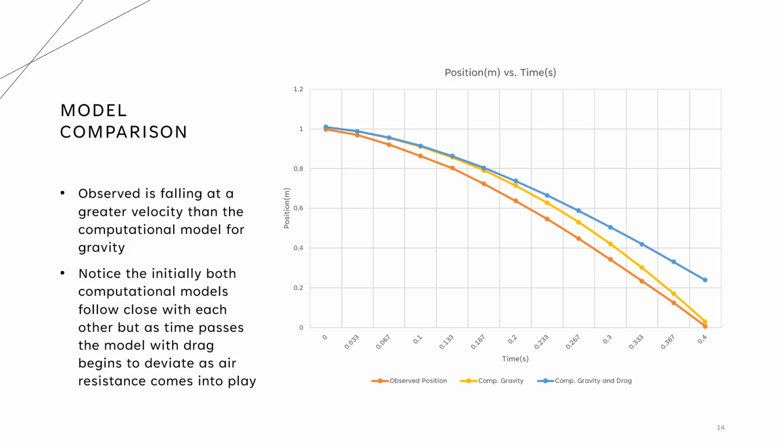Model comparison and results. Our observed model is falling at a greater velocity than the computational model for gravity. Notice that initially both computational models follow each other very closely, but as time passes, the model with drag begins to deviate as air resistance comes into play. Also notice how the gravity model begins to catch back up to the observed model towards the end.